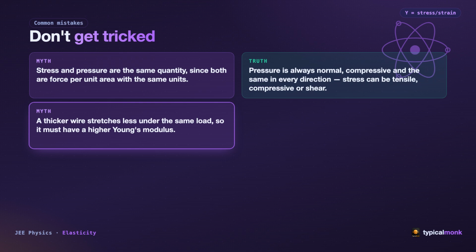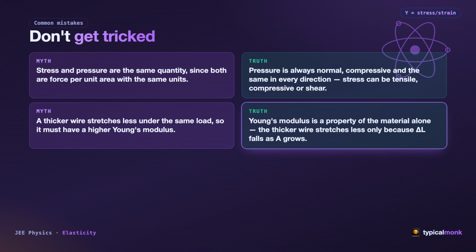Myth 2. A thicker wire stretches less under the same load, so it must have a higher Young's modulus. The truth, Young's modulus belongs to the material alone, not to the wire size. The thicker wire stretches less only because delta L equals F L over A Y falls as the area A grows. Y itself has not changed at all. One myth, one full G question. Do not let it be the one that costs you.